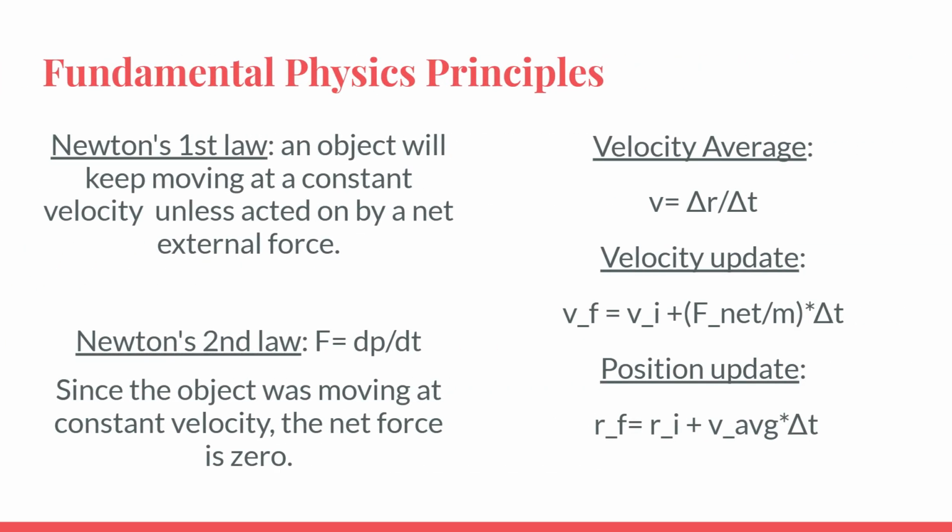Now, the fundamental physics principles used in this lab are Newton's first law, which says that an object will keep moving at a constant velocity unless acted on by a net external force, and Newton's second law, which is F equals dp over dt, which says since an object was moving at a constant velocity, the net force is zero. We also use average velocity, v equals delta r over delta t. The velocity update formula, which says that v final equals v initial plus F net over m times delta t. And the position update formula, which says the final position equals the initial position plus v average times delta t.